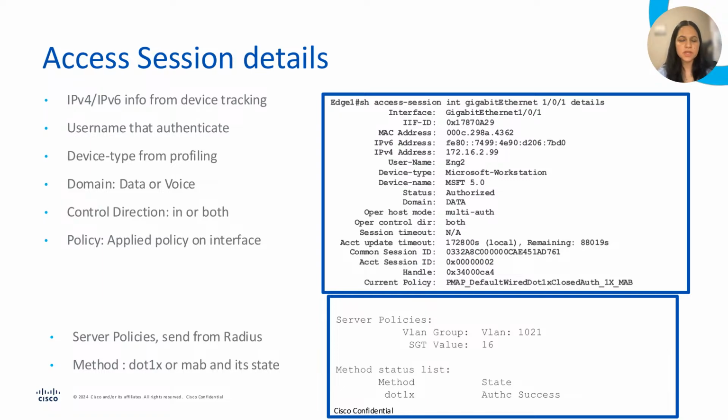I don't know how clear it is, but the example shows the details of the session for a user who connected on gig 101 on edge 1, and it's showing the IP address, SGT, VLAN, and if it is authenticated or not. Then it's also showing the username that was used to authenticate and the device type. It's a Microsoft Workstation, and the screenshot also shows that the authentication method used here is closed authentication. So checking the session details is another important thing as well.